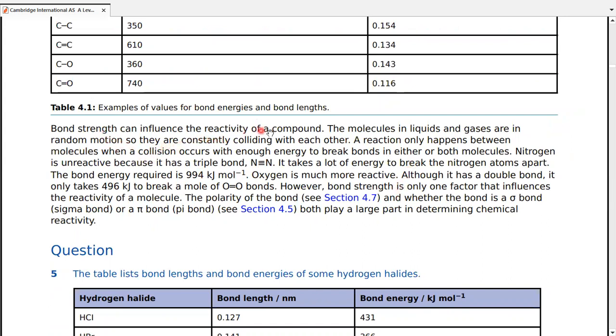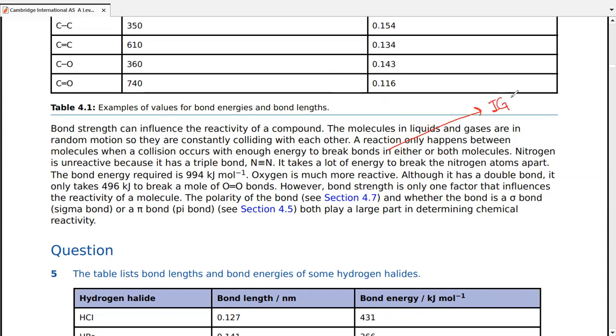Bond strength can influence the reactivity of a compound. The molecules in liquids and gases are in random motion, so they're constantly colliding with one another. A reaction only happens between molecules when a collision occurs with enough energy to break bonds in either or both molecules. And we have discussed it at IGCSE, right?